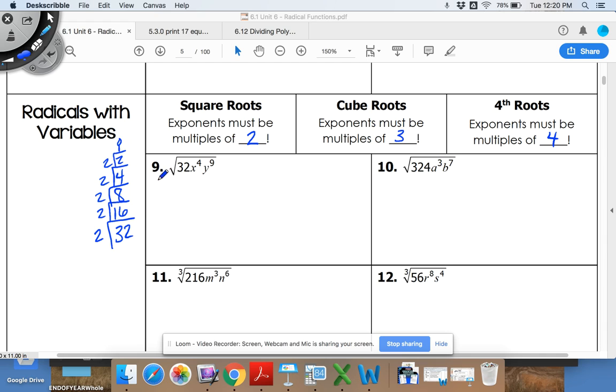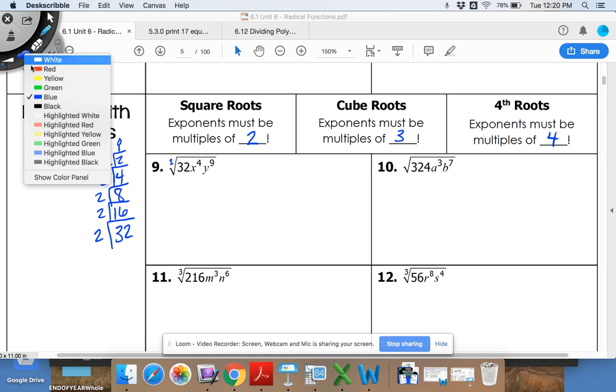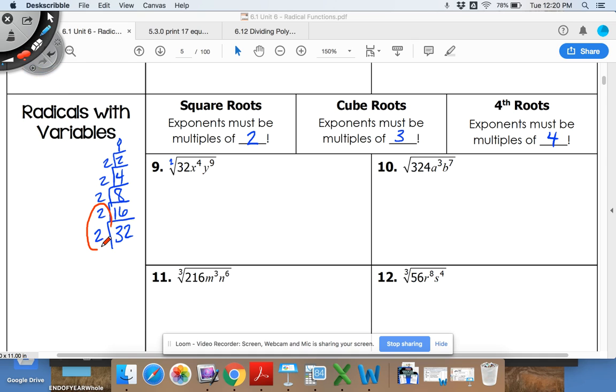And so we're looking at, since we have an index of 2, we're looking for groups of 2. So we have a group of 2, a group of 2, and then one left over. So this means that we would actually bring out a 2 and a 2, so we have a 4 out front. And we have a 2 left underneath the radical. So that's where we would be finished, except it has these variables.